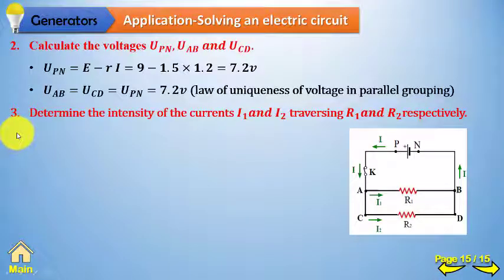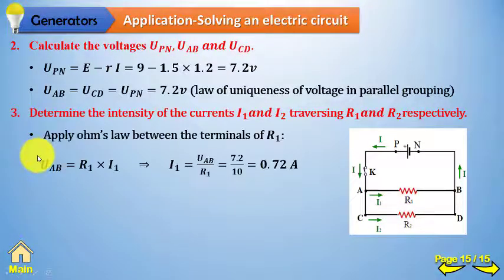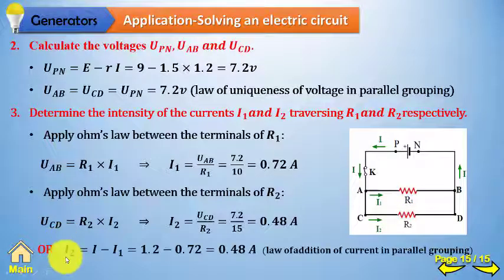Now you are asked to determine the intensity of the currents I1 and I2 traversing R1 and R2 respectively. Here you need to apply Ohm's law between the terminals of R1, which gives you that I1 is equal to UAB over R1, which gives you 0.72 ampere. Similarly, you can calculate I2, or instead of that, you can immediately write that I2 is equal to the main current you have calculated in part 1 minus I1, which gives you the same value by applying the law of addition of current in parallel grouping.